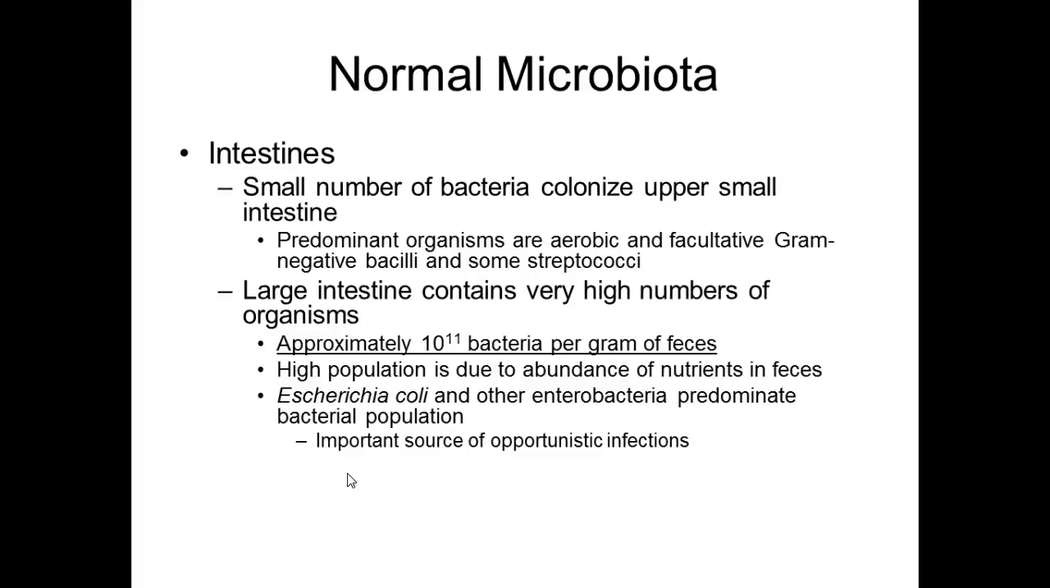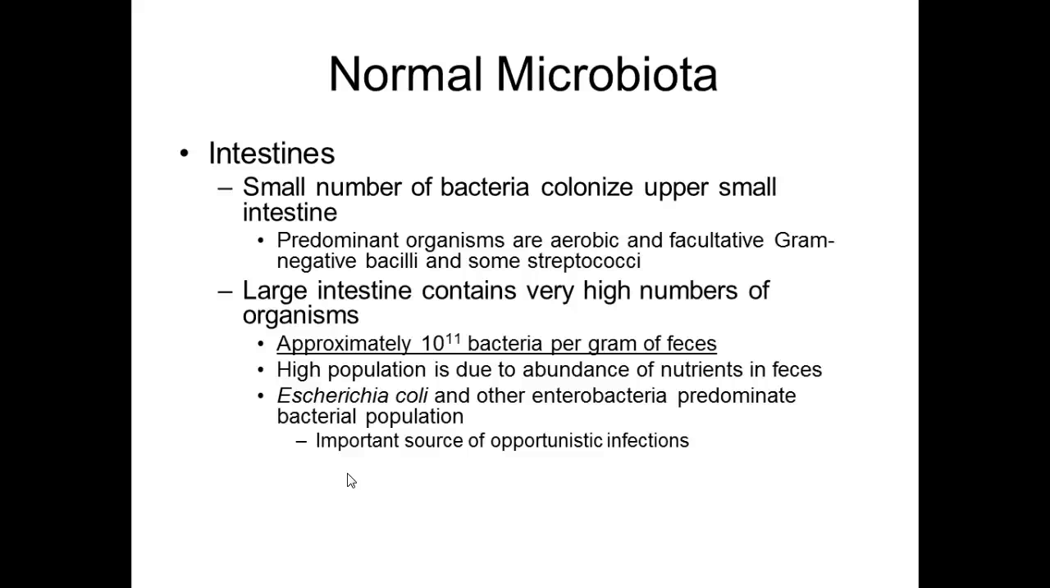There's about 10 billion per gram, and a gram is a very small amount, y'all. Very small amount. So the high population is due to the abundance of nutrients in feces. Believe it or not, there's quite a bit of stuff that you can't eat, right, that leaves your body in the form of feces.